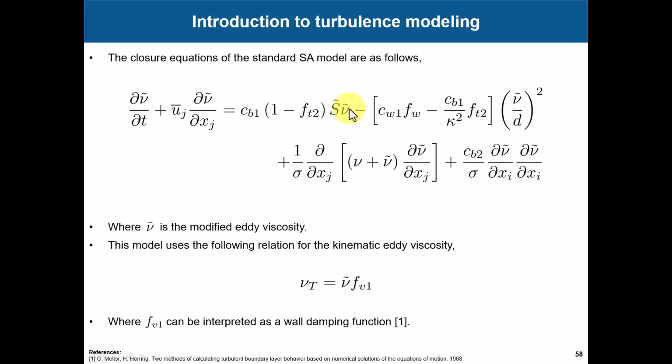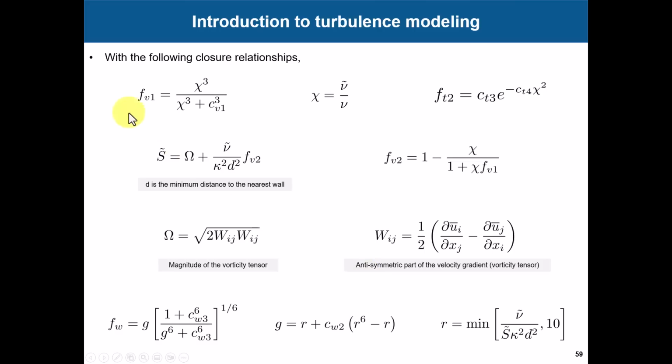Okay, so we have production, destruction, and then the transport, and an extra term here that we can see as a source term. At the end of the day, you compute the turbulent viscosity like this. So we have this damping function that will take this behavior, okay, and then we go here, we have the vorticity tensor, strain rate tensor, and so on.